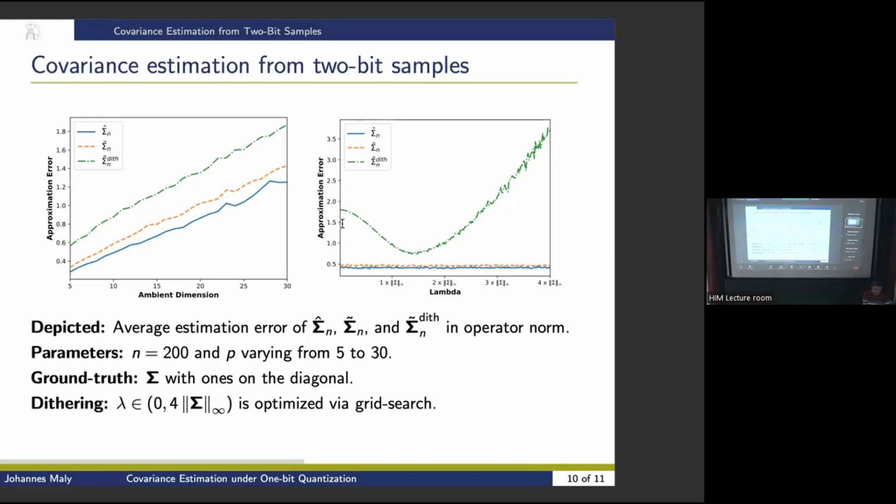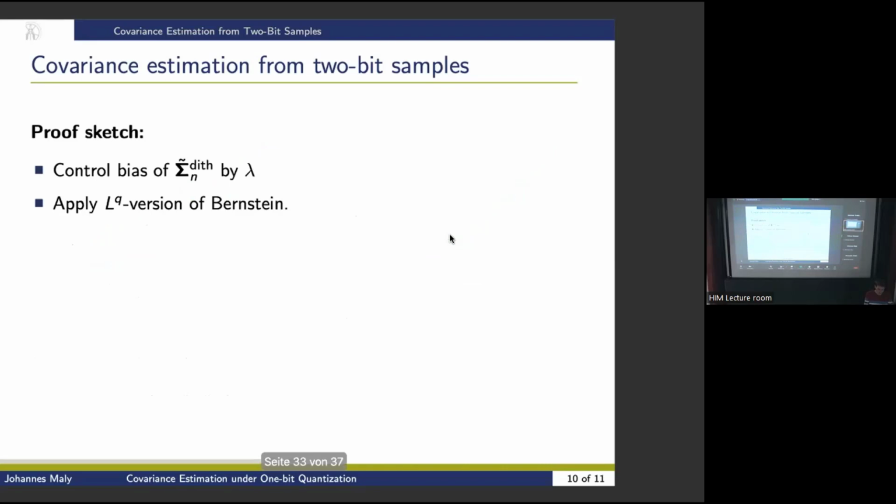The green depends very much on the choice of lambda. This is what the right plot shows. Here you see the same thing for a fixed dimension over different values of lambda, so how you choose the dithering. And there is certainly a sweet spot for tuning this parameter. This is also an interesting question for the future, whether there is a data-dependent way to tune this lambda.